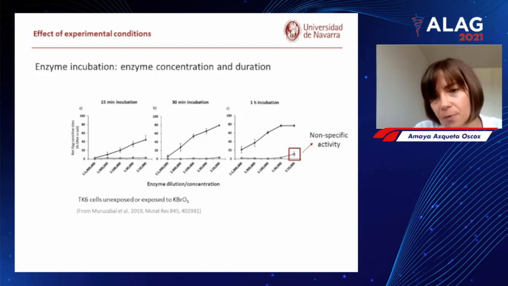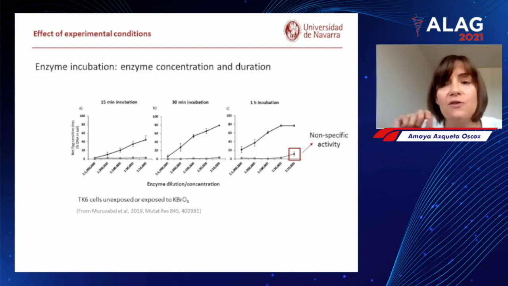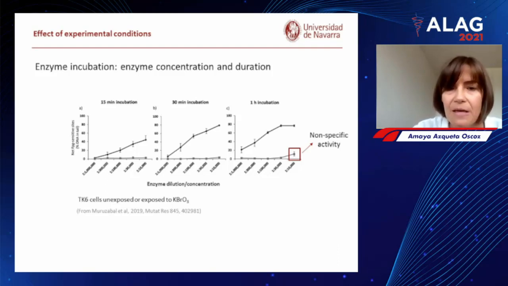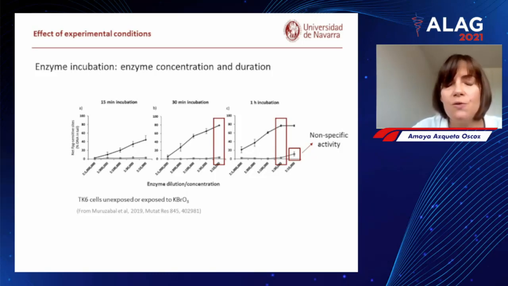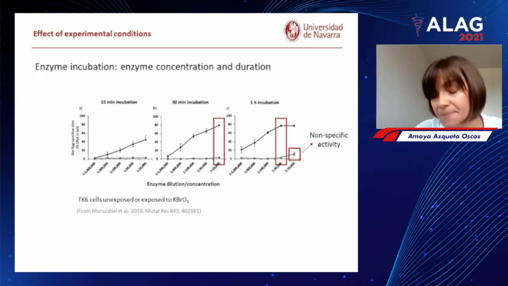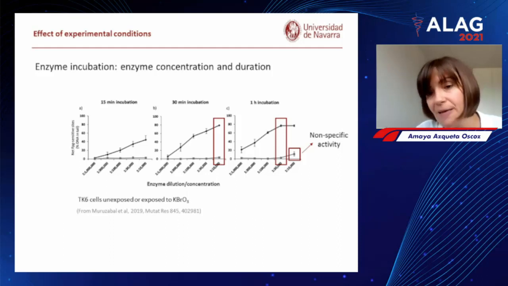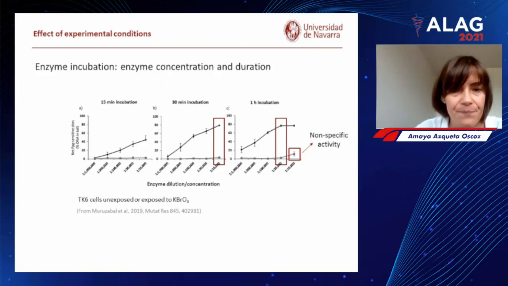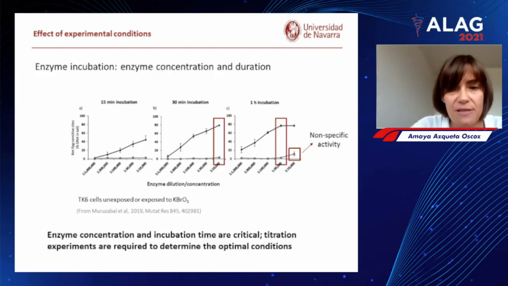Here you can see one example of non-specific activity. The concentration is so high that it's going to start making breaks anywhere. So from these experiments, we can choose these 2 situations to perform the Comet assay afterwards. Since we are detecting all the lesions present, you can see a plateau, and we are not detecting any non-specific activity. So enzyme concentration and incubation time are critical, and titration experiments are required to determine the optimal conditions.